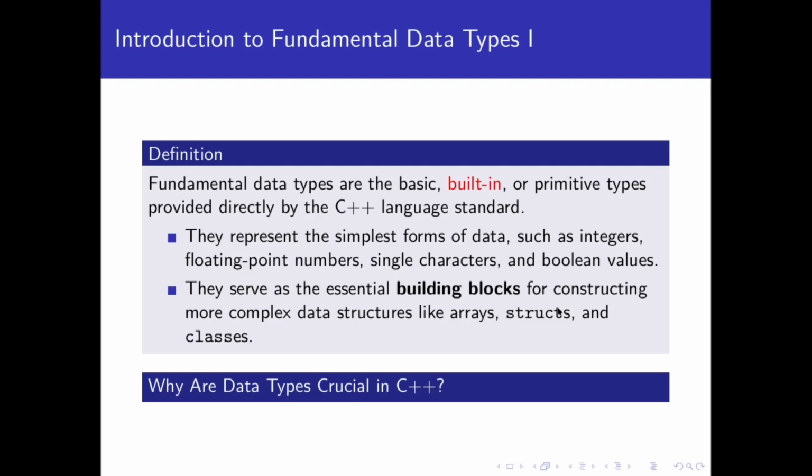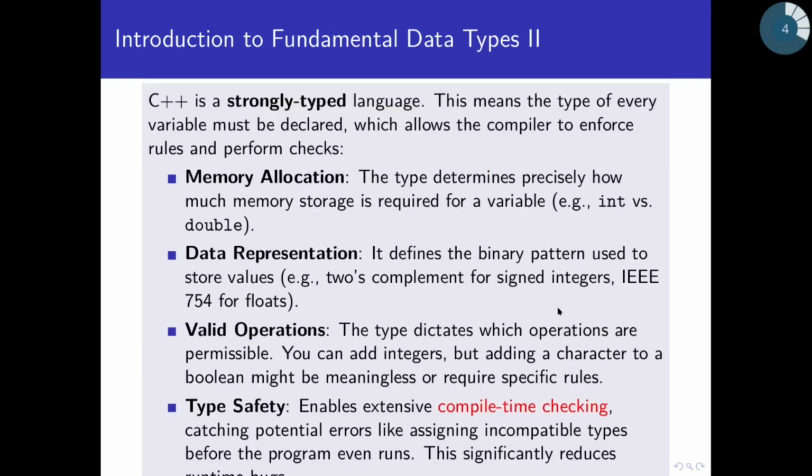We make use of the int variable and the string variable, which are the int data type and the string data type. So why are data types crucial in C++? C++ is a strongly typed language. This means the type of every variable must be declared, which allows the compiler to enforce the rules and check.